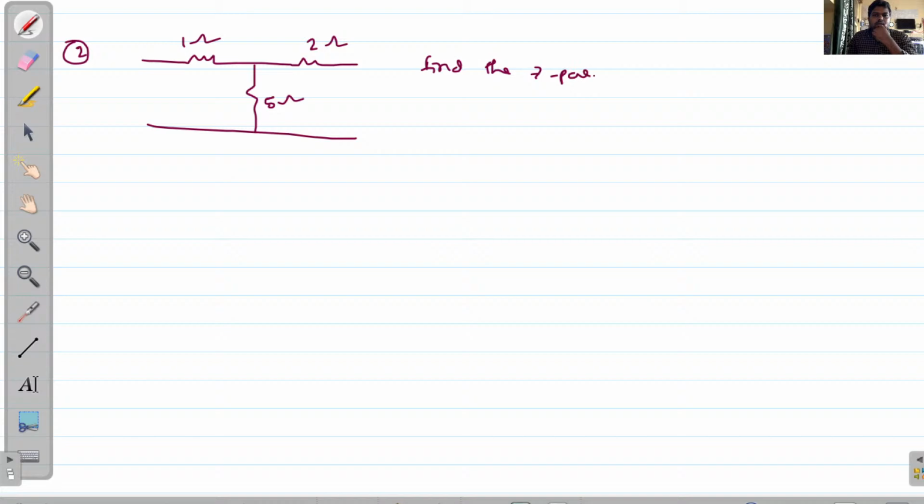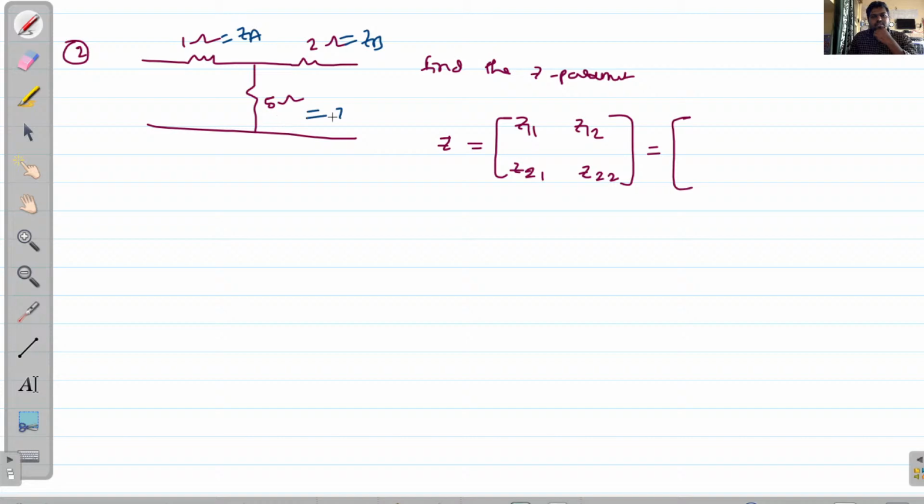Find the Z parameters. So Z parameters, Z equals Z11, Z12, Z21, Z22. So this is your Z parameter according to our formula. You can assume this as ZA, this as ZB, and this as ZC. The formula is ZA plus ZC, ZC, ZC, and ZB plus ZC.